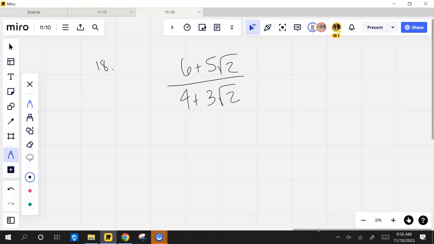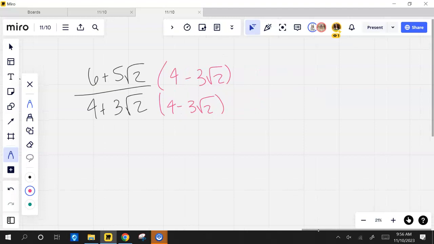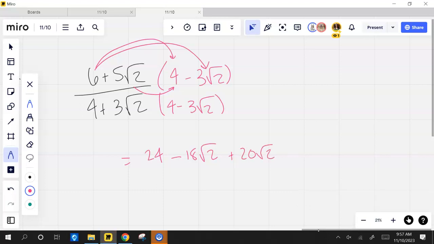I'm going to go ahead with the conjugate here. 4 minus 3 root 2. It really does get confusing with this kind when you got all these radicals in here, but we'll just trudge through it. 6 times 4. 6 times 3 root 2. 5 root 2 times 4. And then 5 root 2 times negative 3 root 2. 15. But what's square root 2 times square root 2? Square root of 4, which is 2.